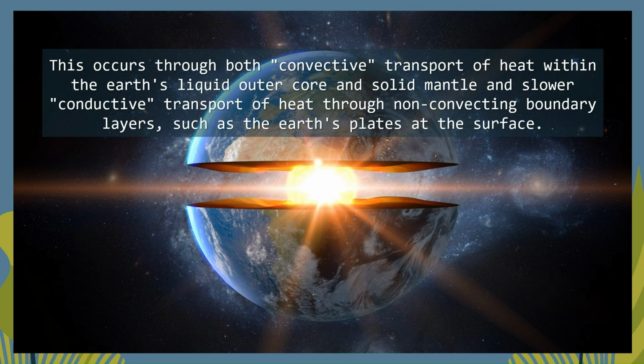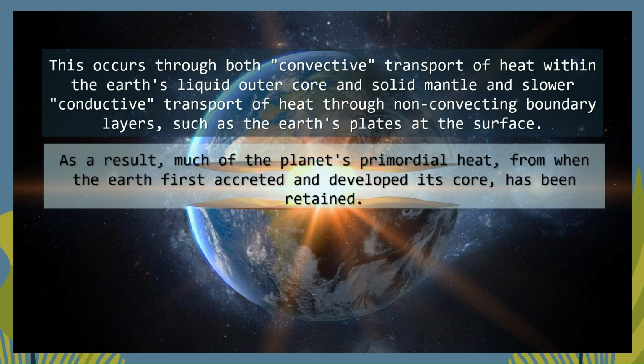It happens or this occurs through both convective transport of heat within the Earth's liquid outer core and solid mantle, and slower convective transport of heat through non-convecting boundary layers such as Earth's plates at the surface. So the relationship of convection and the conduction. Ayan. So as a result, much of the planet's primordial heat from when the Earth first accreted and developed its core has been retained. So, ganun pa rin siya kainit kagaya nung dati nung na-develop siya.